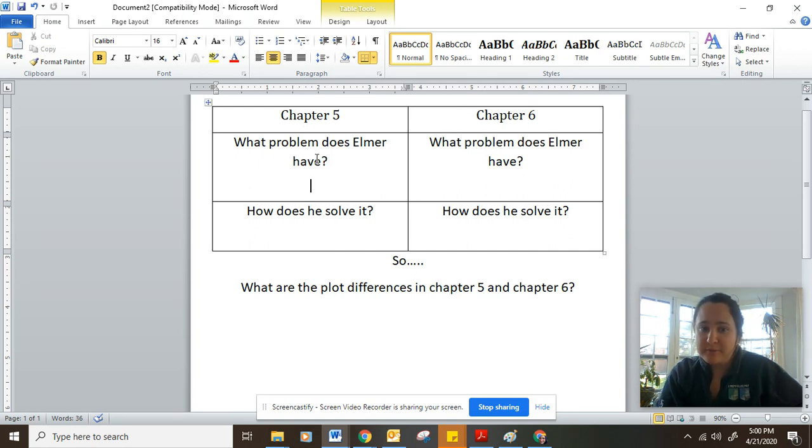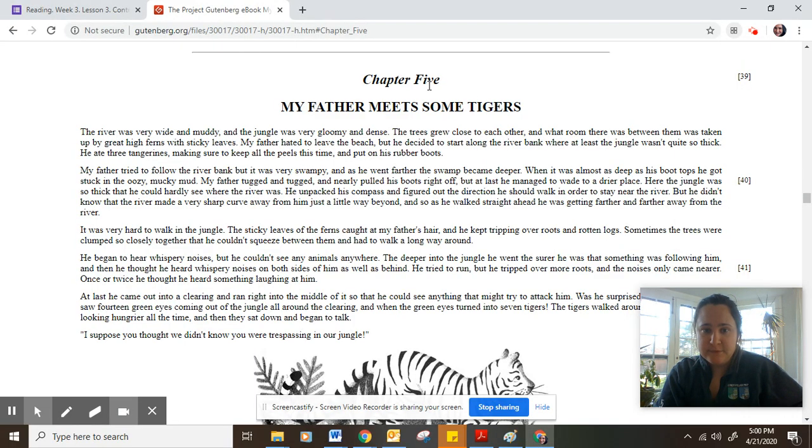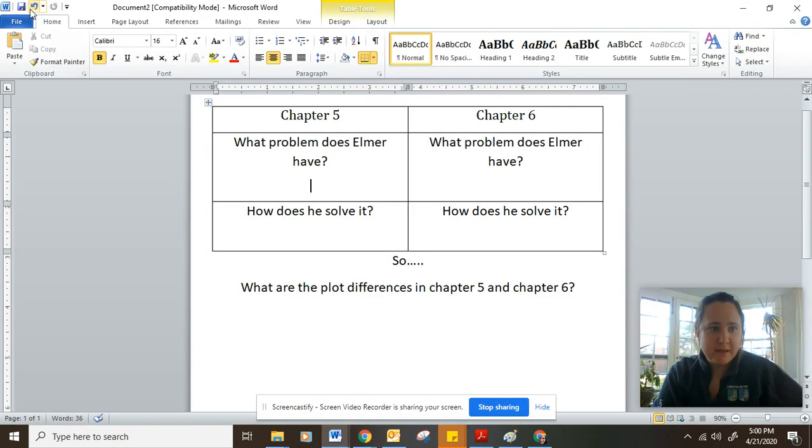I want to know the problem that Elmer has in chapter 5. So I'm going to go back to my text. Chapter 5 says, "My father meets some tigers." Oh yeah, the chapter title really helps me know what the problem was. He runs into all those tigers. That's the problem. The problem is that Elmer meets a group of hungry tigers.